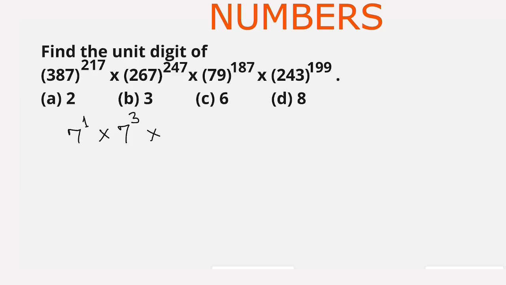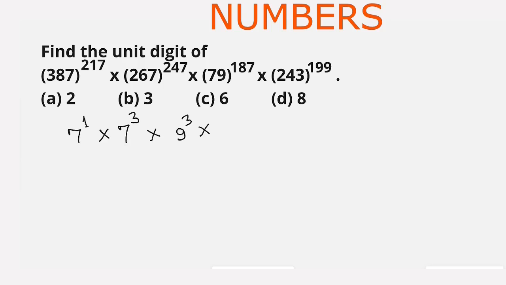The ones place of 79 is 9, and we divide 187 by 4. So the last two digits of 187 are 87. So 4 times 2 is 8. 8 minus 8 is 0. We carry 7. 4 times 1 is 4. 7 minus 4 is 3. So we will write 9 to the power 3 multiplied by 243 to the power 199.